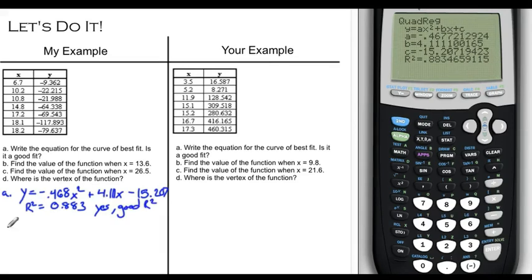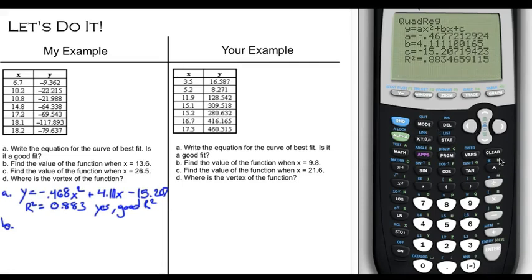Part B asks me this. What is the value of the function when x equals 13.6? So for this one, this is called interpolation. So 13.6, notice that's kind of in the middle of the x values that I have for my data. So I'm wanting to know about what the y value would be for an x value that I don't have but is in the middle of this data.